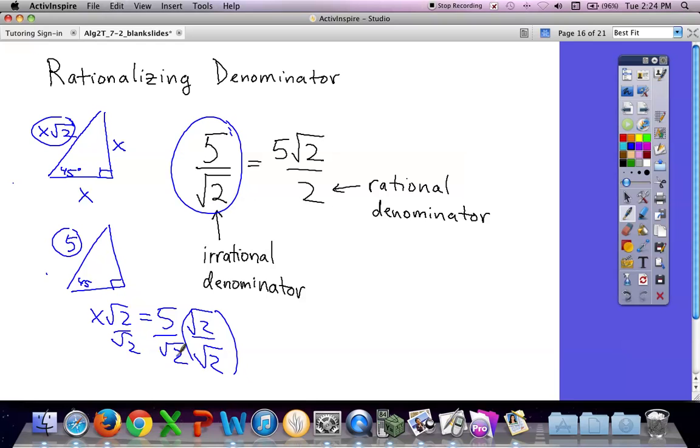Right? The square root of 2 times the square root of 2 is 2. And 5 times the square root of 2 is in the numerator. So that's the process of rationalizing a denominator.